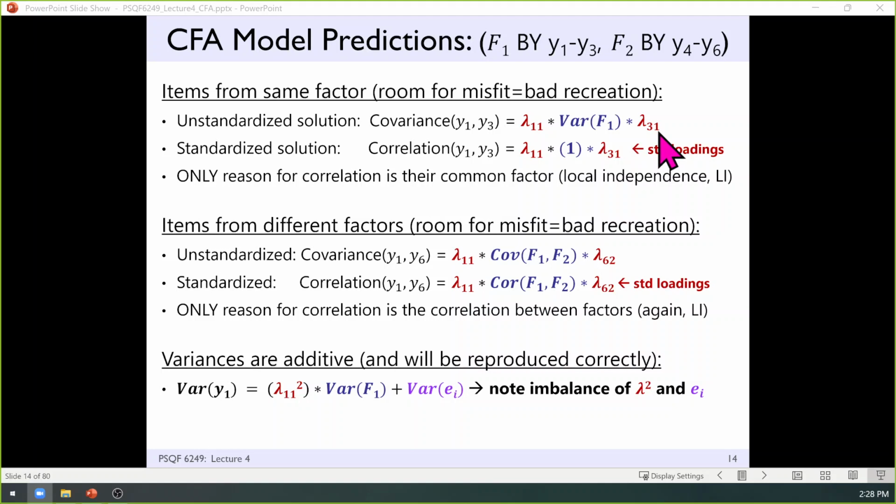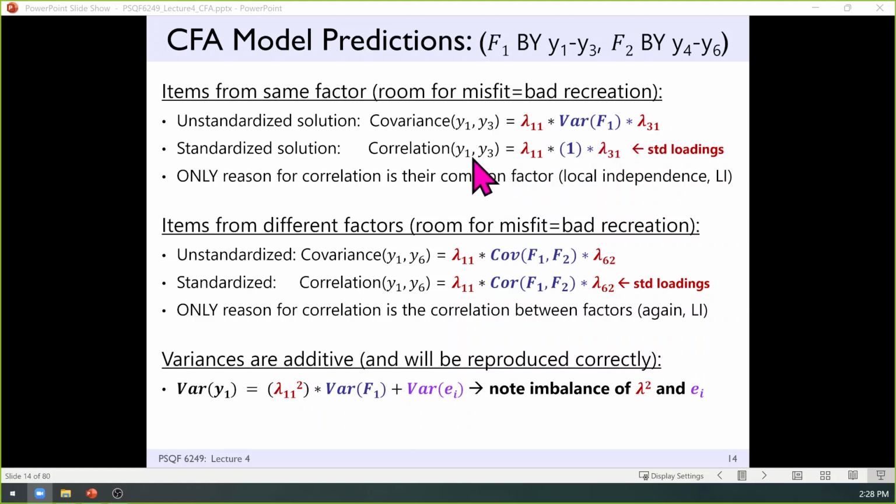So if you picture the path diagram, I'm going from one box up to the latent circle, down back to the second box. And the multiplication of those paths with the factor variance in the middle then gives me my model implied covariance between the two.